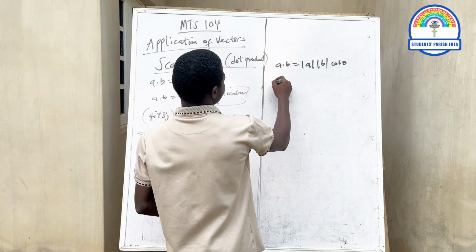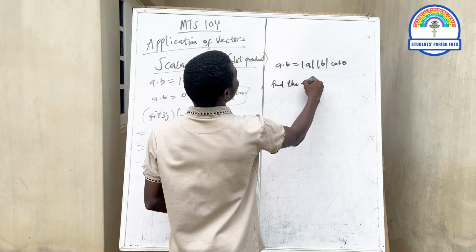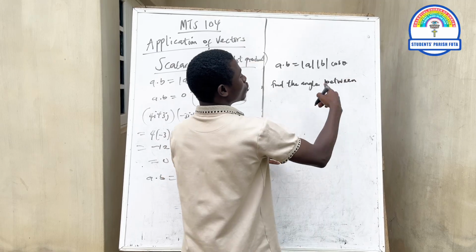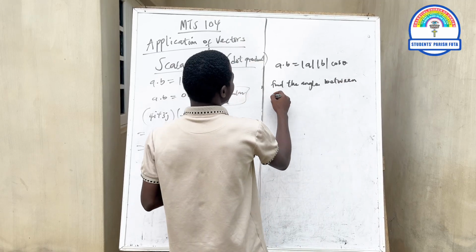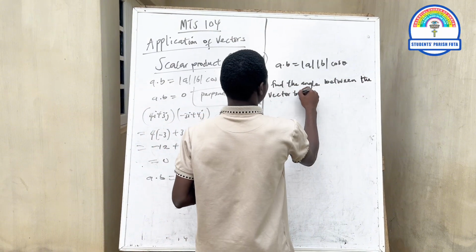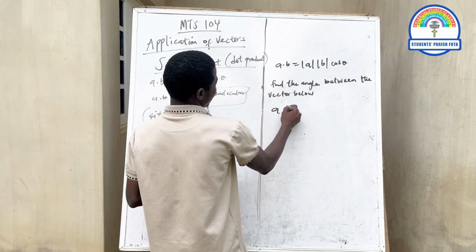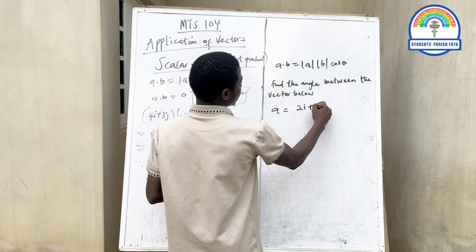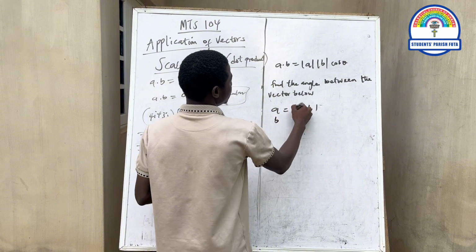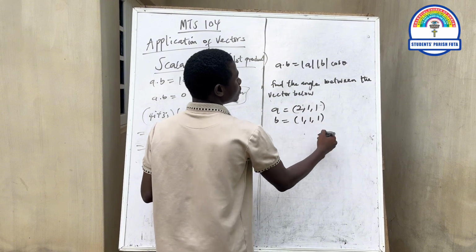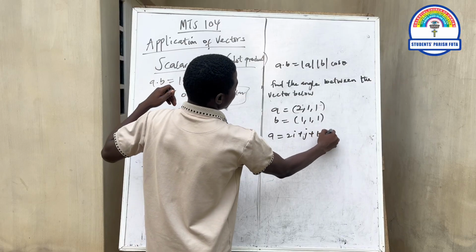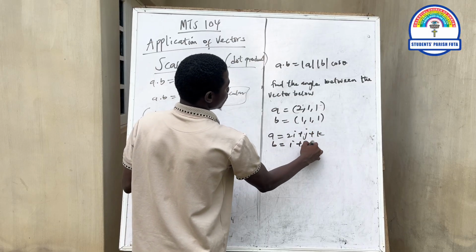Let's assume the question says find the angle between. Some questions would help you and say find the cosine of the angle between. Find the angle between the vectors below. So let's pick A to be 2, 1, 1, and B 1, 1, 1. So it means A equals 2i plus j plus k, B equals i plus j plus k.